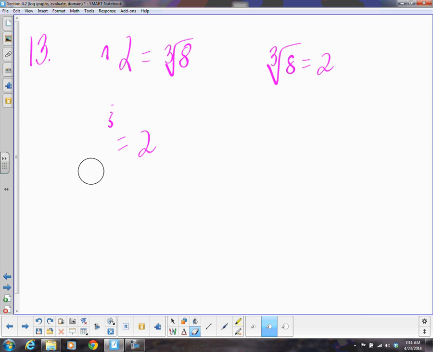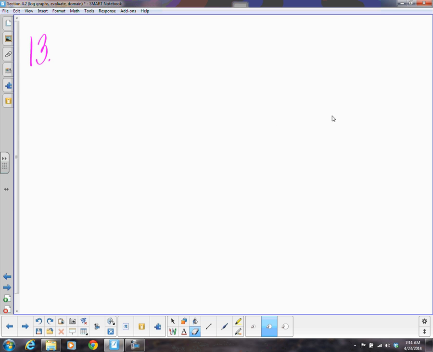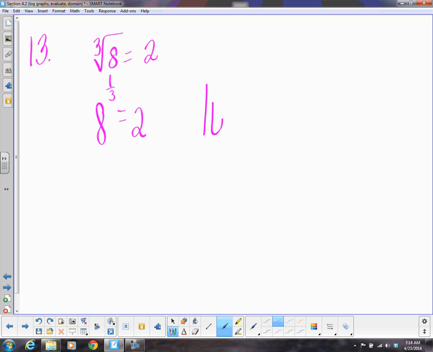Oh. That's not either? No, I want the actual problem. Cube root of 8 equals 2. All right, so how do you rewrite this using exponents? Around 1/3. Now we're ready for log form. So what's the base? 8. What's the answer? 2. What's the exponent? Yes.